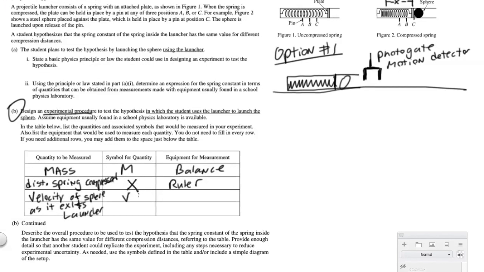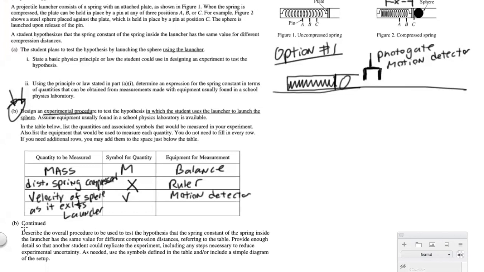And then that's just going to be V, and you could say motion detector, or you could call it a photo gate. Either one is fine. All right, so that would get you full credit for part B. Part B, we just nailed it.